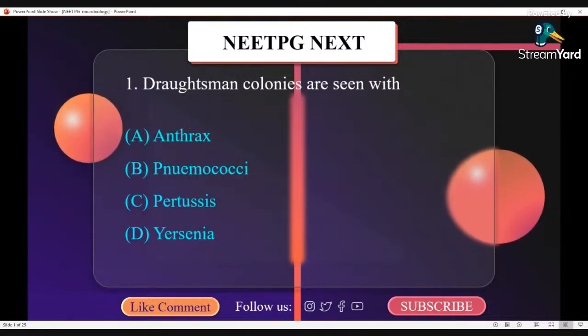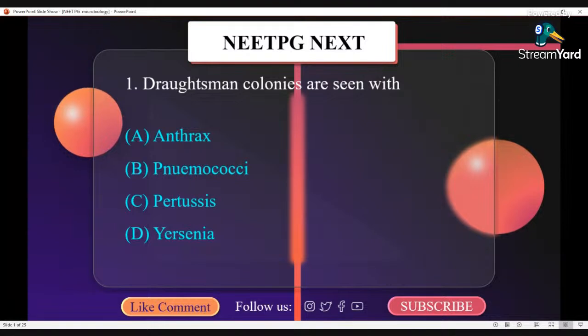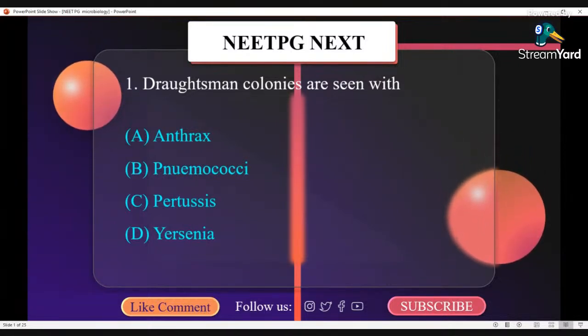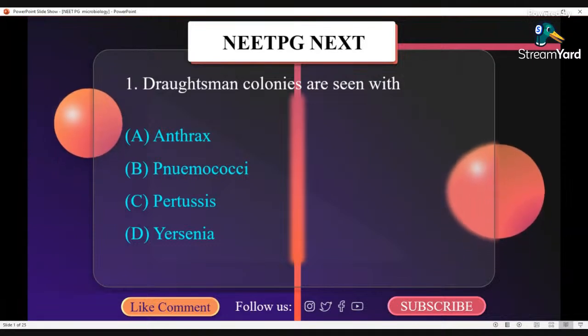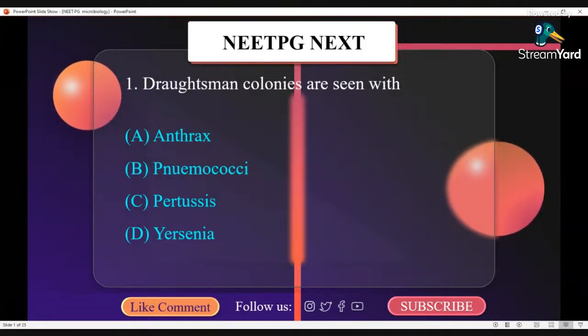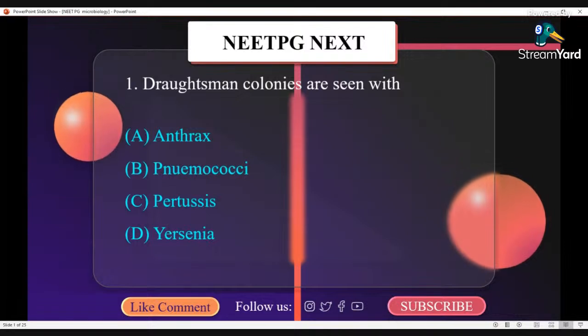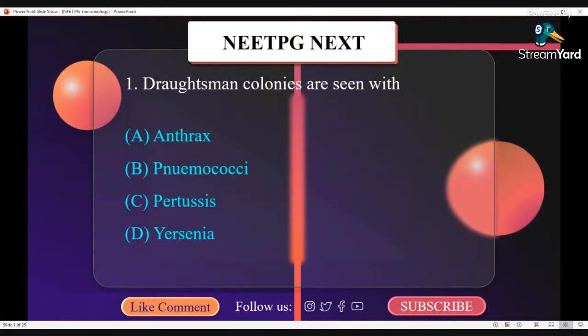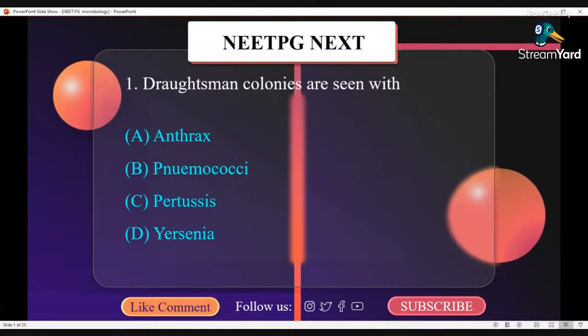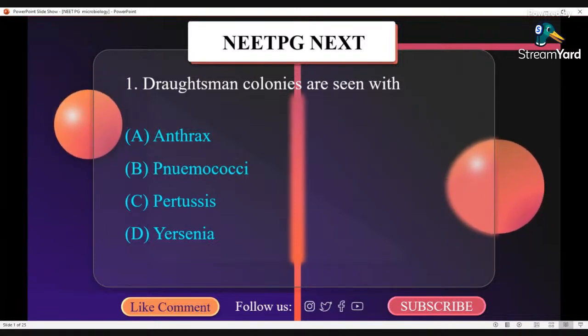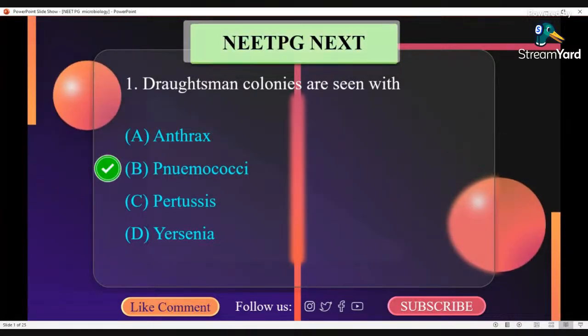Due to alpha hemolysis, colonies of pneumococci resemble colonies of Streptococcus viridans, but on further incubation, the colonies of pneumococci become flat with raised edges and central umbonation, so that concentric rings are seen on the surface viewed from above. This is known as carom coin or Draughtsman appearance. So the correct option here is B, pneumococci.